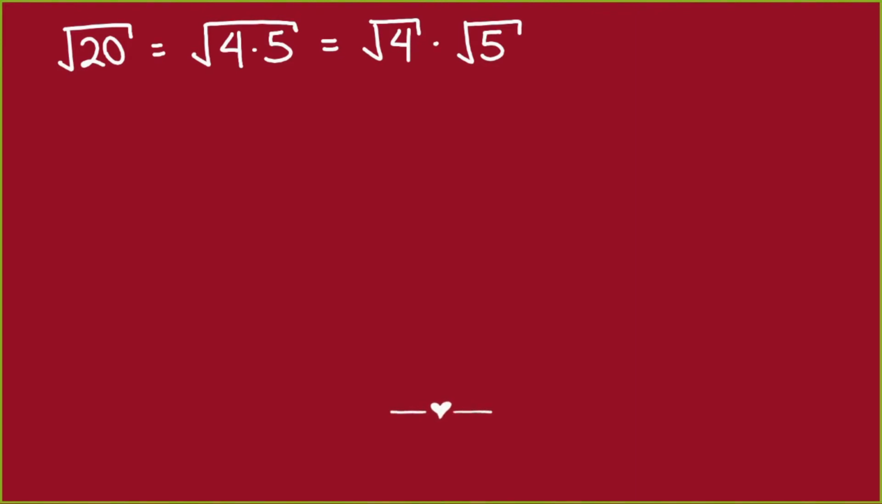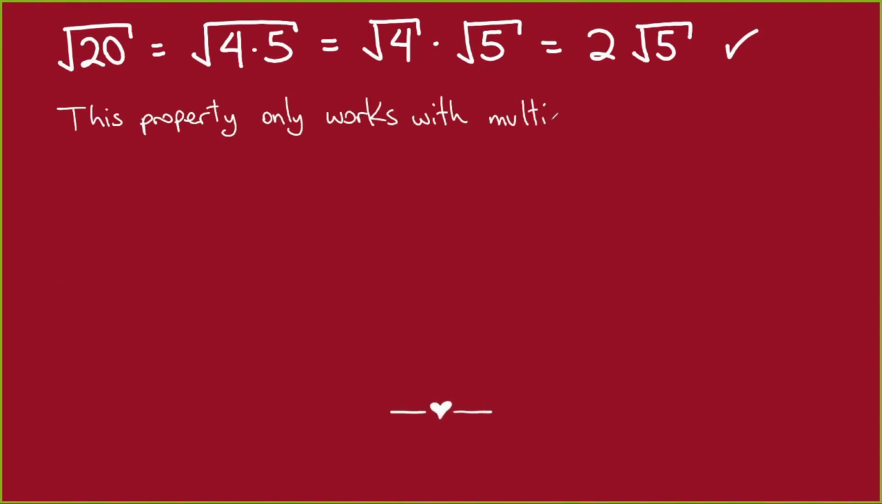And we can use a property that only will work for numbers that are either multiplying or dividing inside of the roots. We can split them into the product or quotient of 2 or more roots. And now that we have the square root of 4 times the square root of 5, we can simplify it to 2 times the square root of 5.